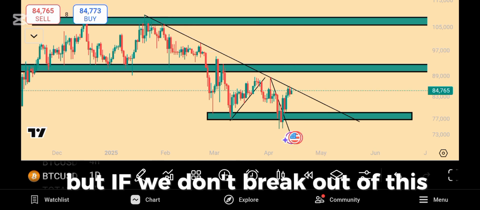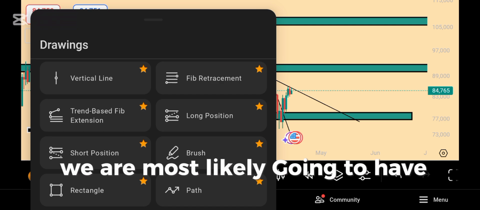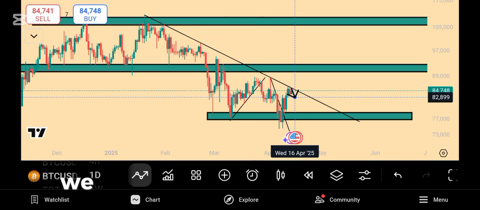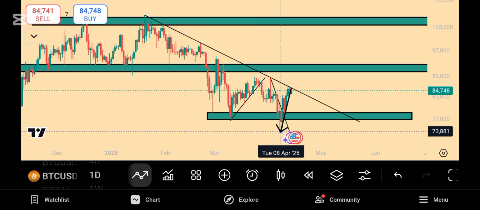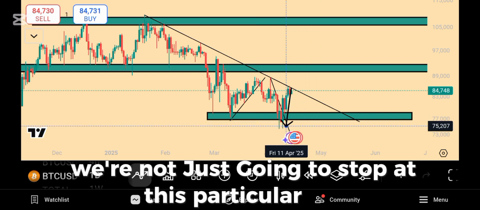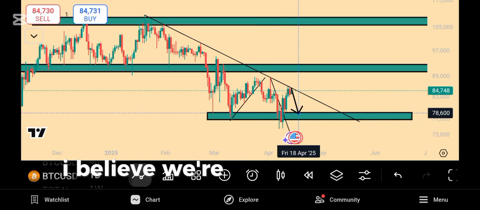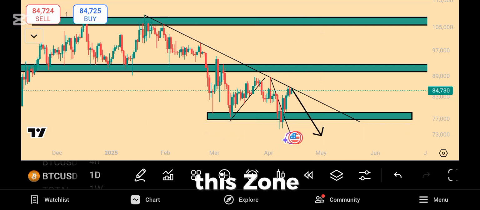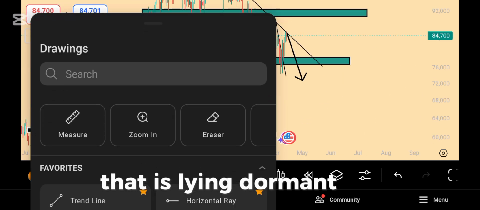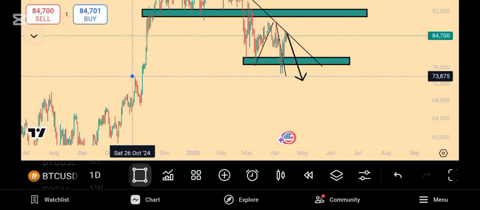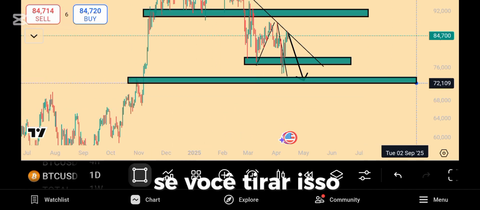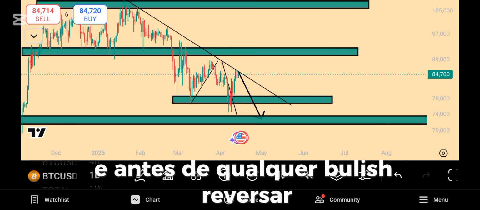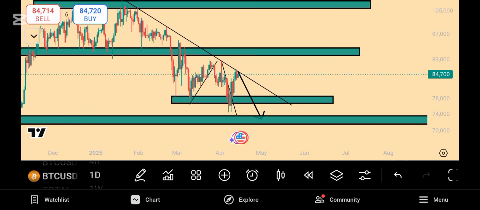But if we don't break out of this counter trend line, we are most likely going to have a reversal back down. And if we reverse from here, we are going to take out this low. We're not just going to stop at this particular low. I believe we are going to take out this very low to now respect this zone that is lying dormant here. There is a liquidity pool lying here. If we take out this zone, we're going to respect it here before any bullish reversal or bearish continuation takes place.